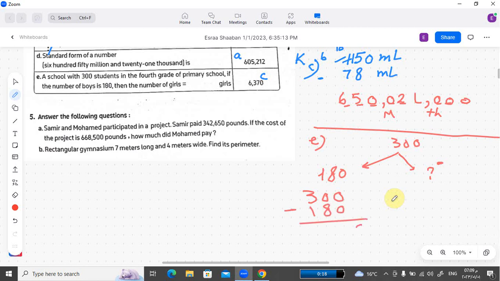0 minus 0, 0. 0 minus 8 doesn't work. 10 minus 8 equals 2, and 2 minus 1 equals 1. So the answer is 120. Okay.